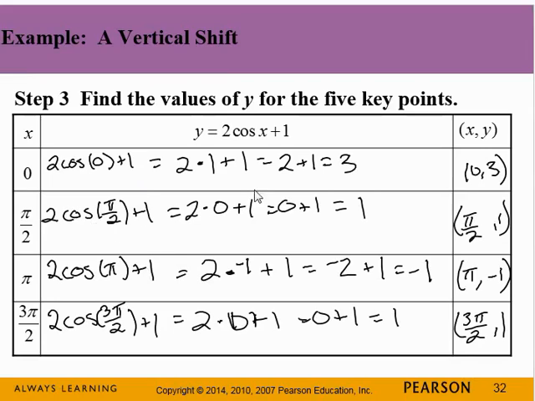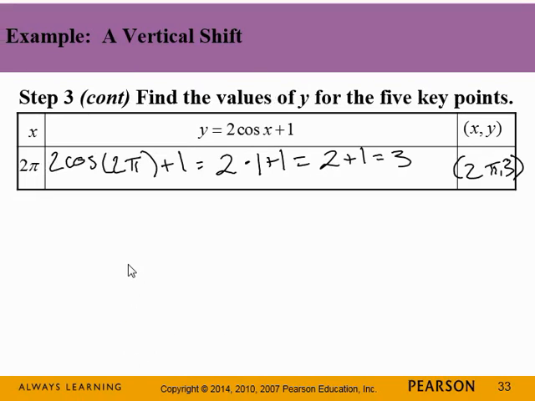So when you plug in 0, you should get 3, so you have 0, 3. When you have pi over 2, you should get 1, so pi over 2, 1. Pi, you should get negative 1, so you have pi, negative 1. 3 pi over 2, you should get 1, so you have 3 pi over 2, 1. And lastly, 2 pi is 3, so 2 pi, 3.